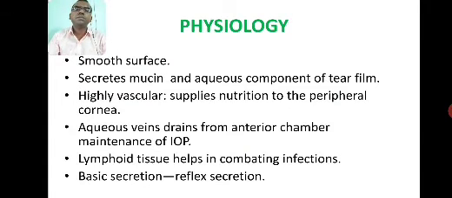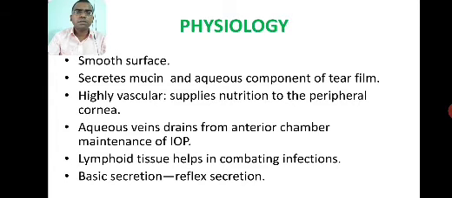So, the physiology of the conjunctiva. The conjunctiva is a smooth surface. It permits the proper movements of the eyelids with the help of the tear film. It secretes mucin and the aqueous components of the tear film. The tear film is of three layers: mucous layer, aqueous layer, and lipid layer.